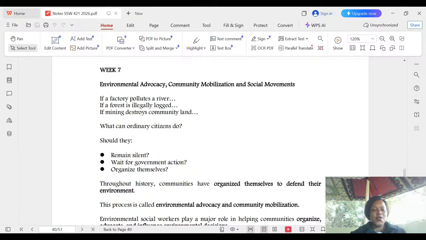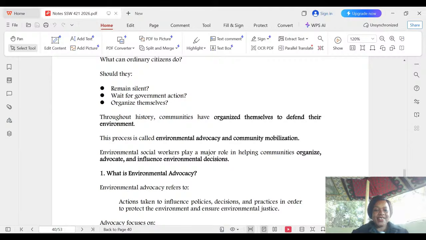Just as you advocate and lobby for various vulnerable groups, just as you carry out your community mobilization efforts towards populations in society, we do the same in this case for the environment, right? So environmental social workers like yourselves will play a major role in helping communities to organize themselves. You'll help them, you'll advocate for them, and influence environmental decisions.